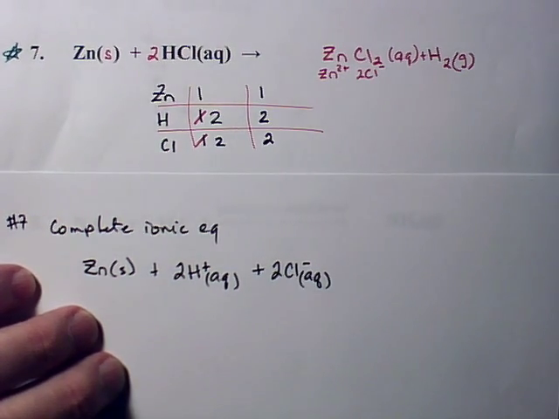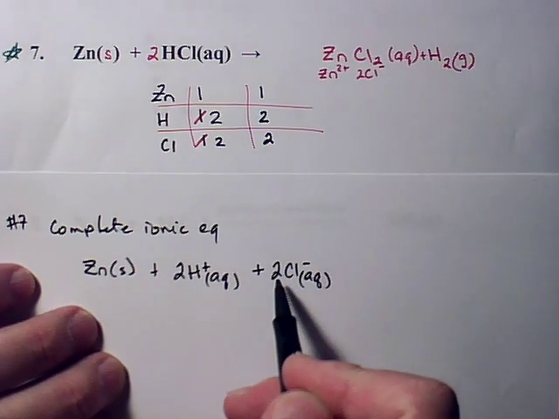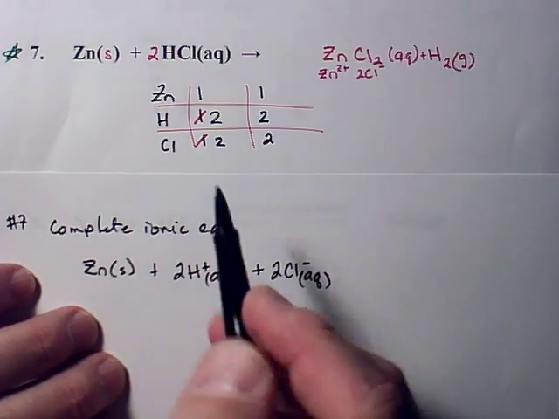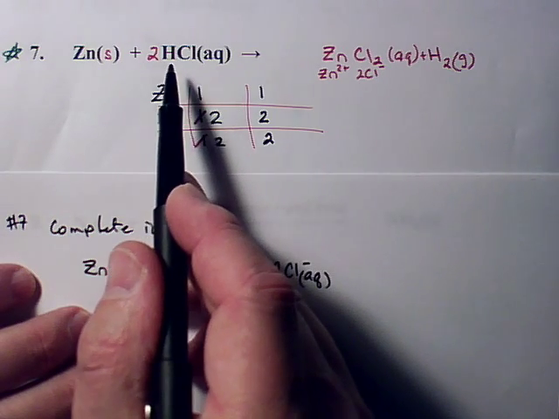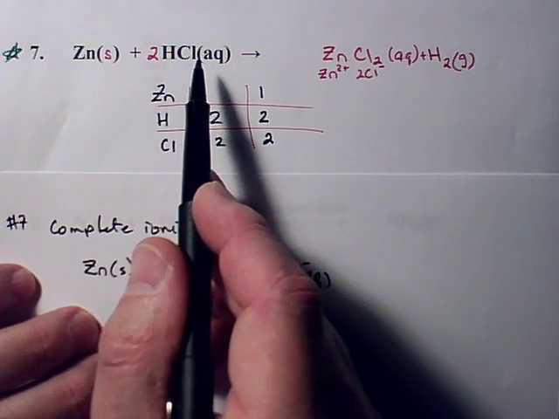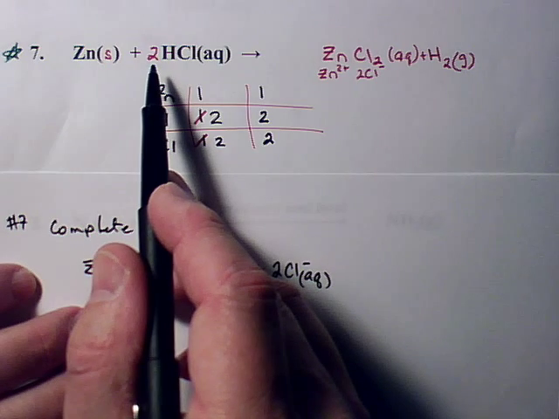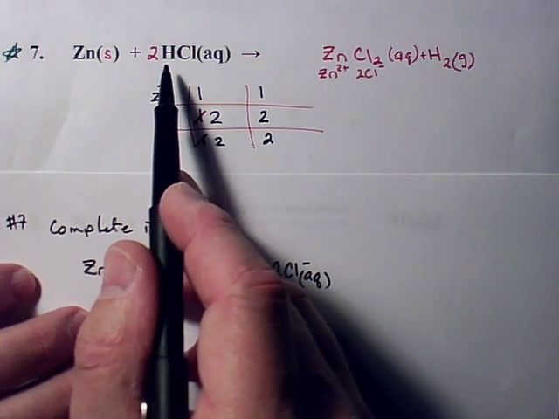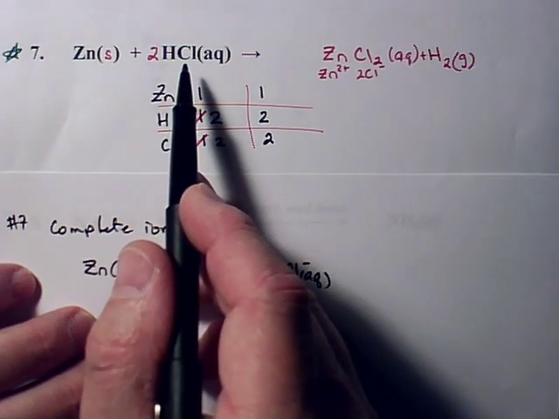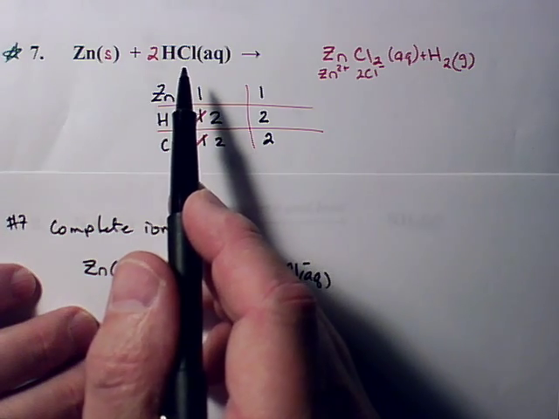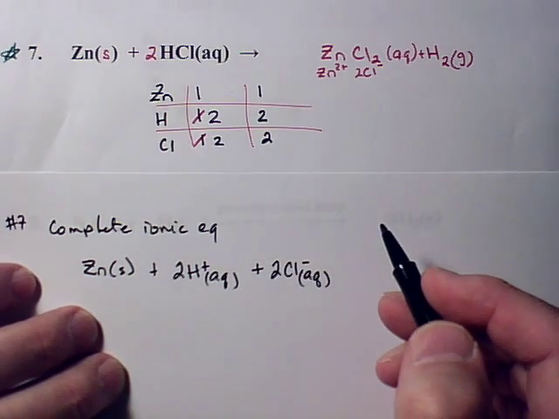Well, Cl has a 1 negative charge. You have 2 of them. So in this formula right here, you have 1 hydrogen and 1 chlorine, but because I have a coefficient 2 in front, it means total I've got 2 hydrogens and 2 chlorines. Does that make sense? Okay.